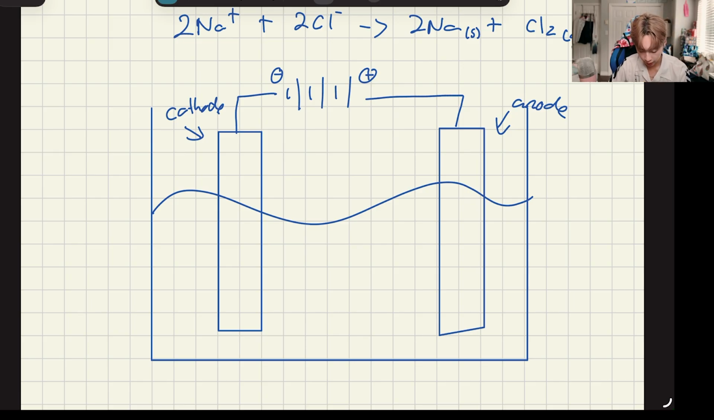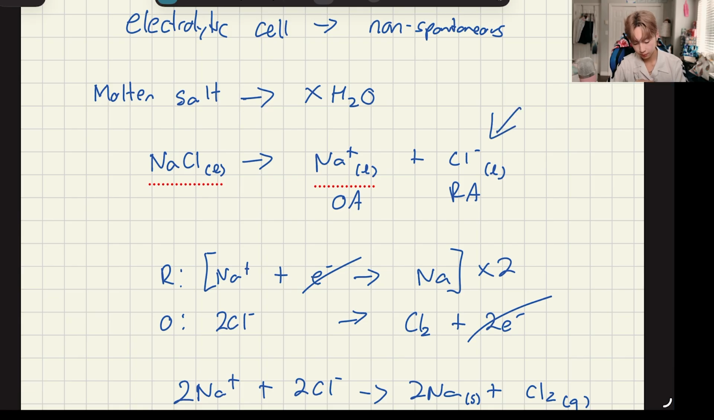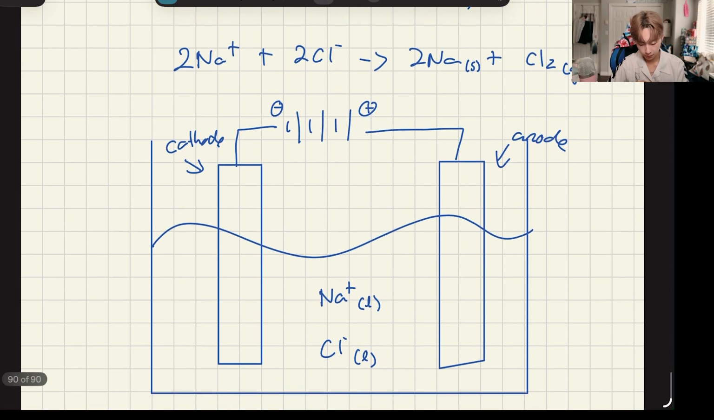Here we have our liquid Na+ and our liquid Cl-, because if we look back to our original equation, this is what's happening inside molten salt.